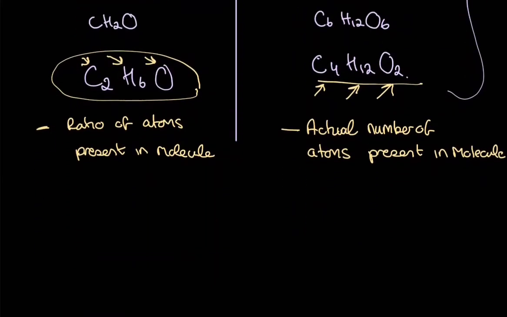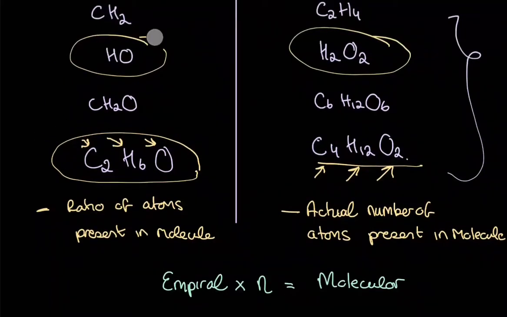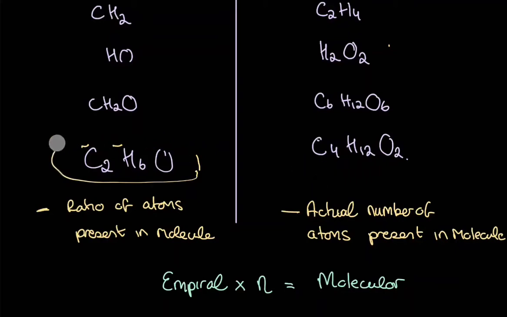To switch between both of them, there is this formula. The empirical times a certain number n gives you the molecular. Okay, so let's look up here at the examples that we've just seen and try and find out what n is for these.